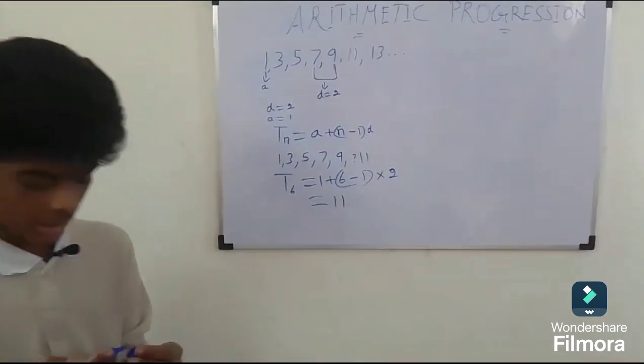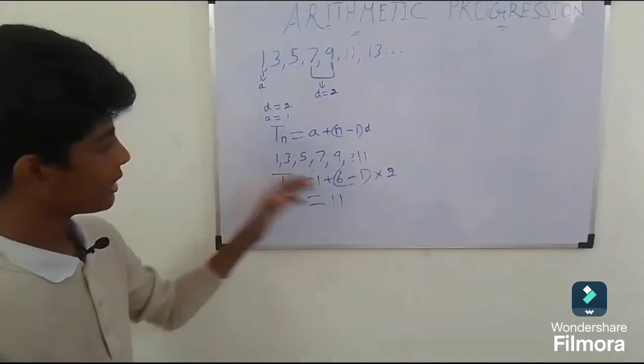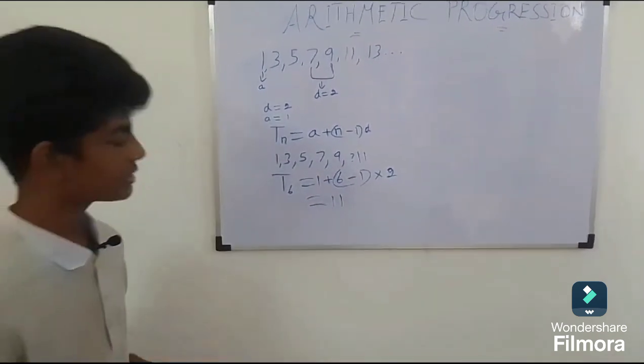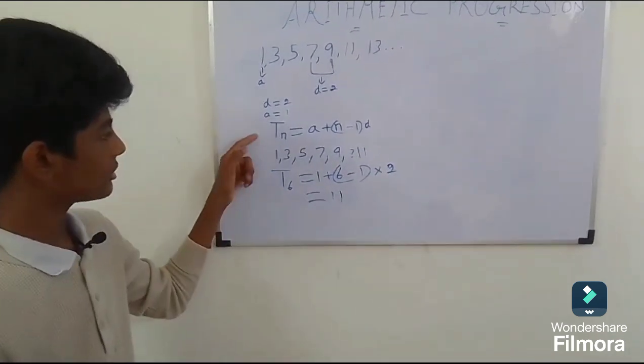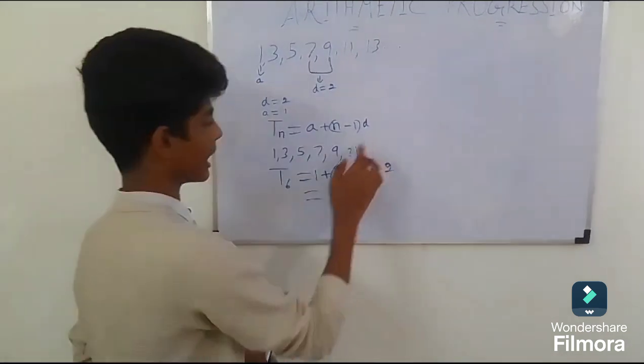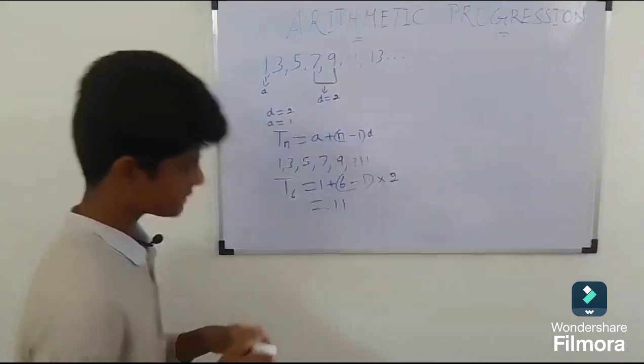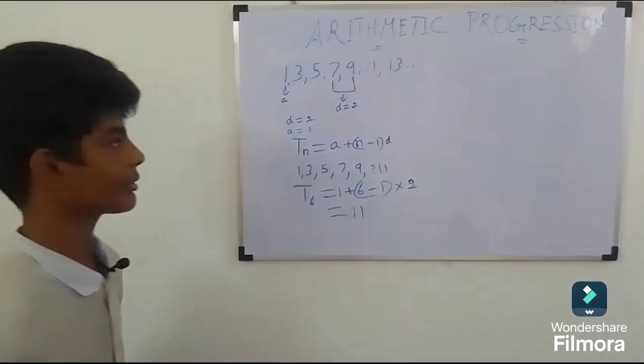We got it right. How? We multiplied the common difference 2 by the number of terms after the first term, and using this formula we got the number by just calculating the term. So that's the simple basics of arithmetic progression.